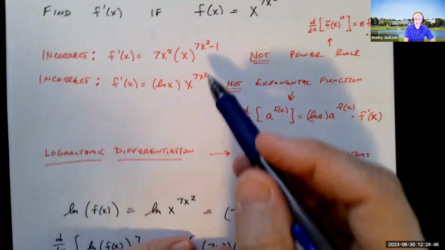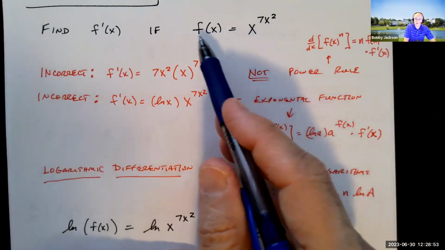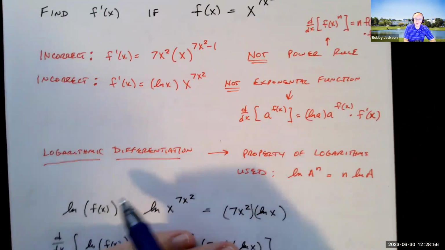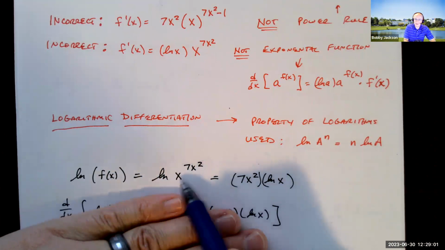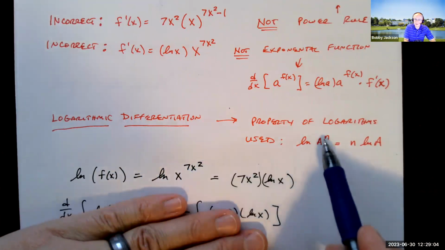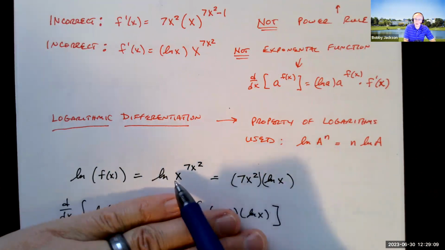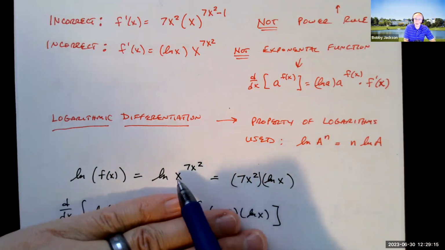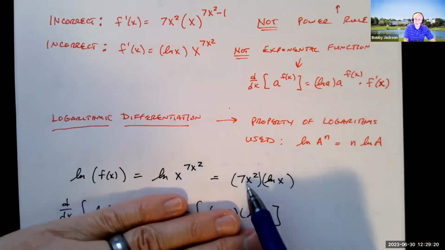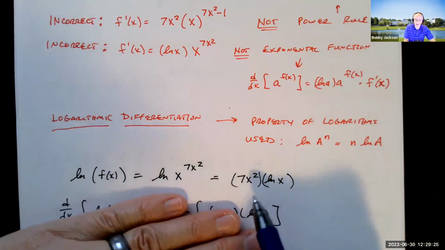So what we actually do is we're going to take this function, f of x equals x to the 7x squared. We're going to take the natural log of both sides of this equation, right? And over here, I can simplify by using this property, because x is like the a here, 7x squared is like the n. That power can come down in front. So these are equivalent. And what we've done now is we've made this something we can find the derivative of now. Instead of some function of x raised to another function of x, we got some function of x times another function of x. And we can take the derivative of that using the product rule.